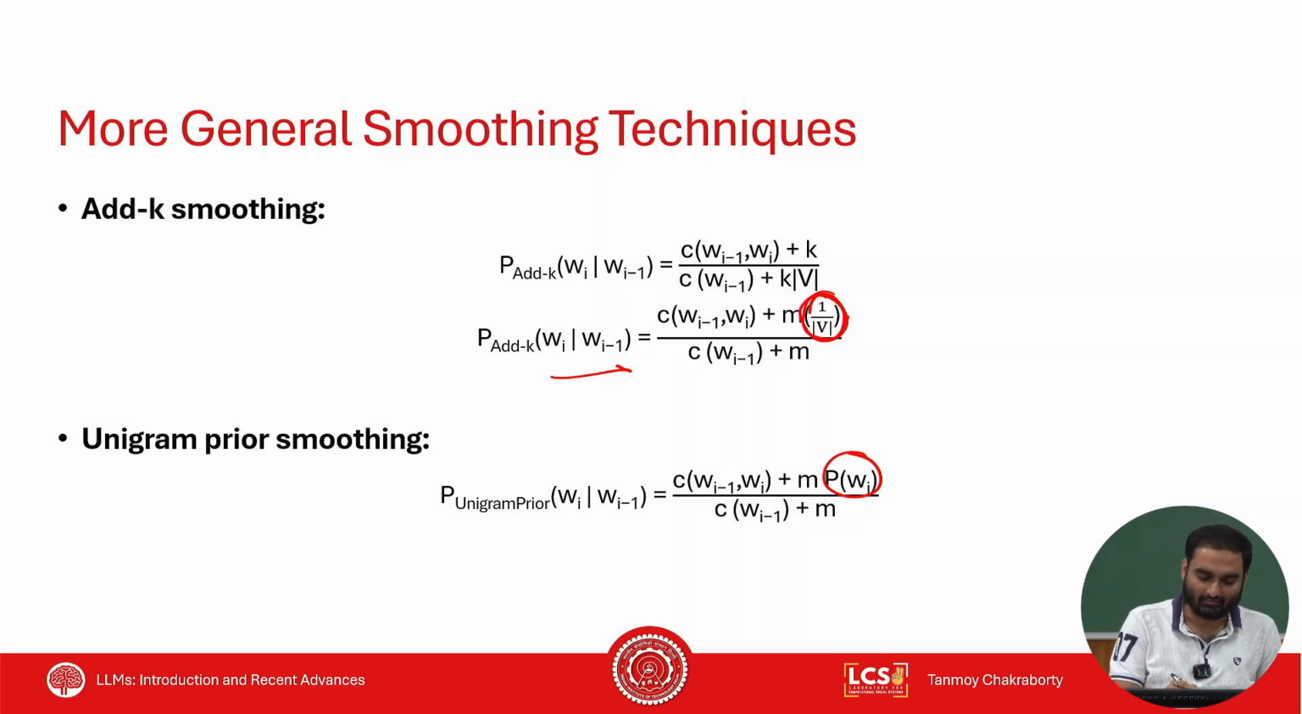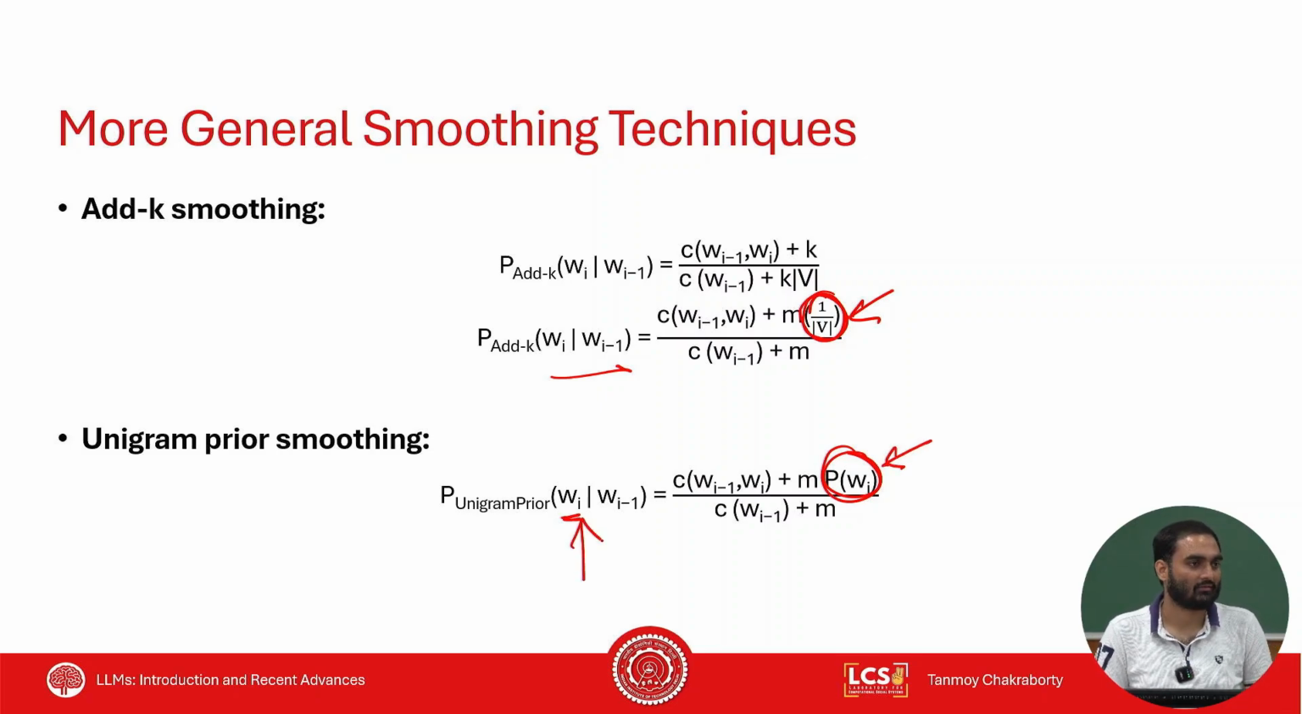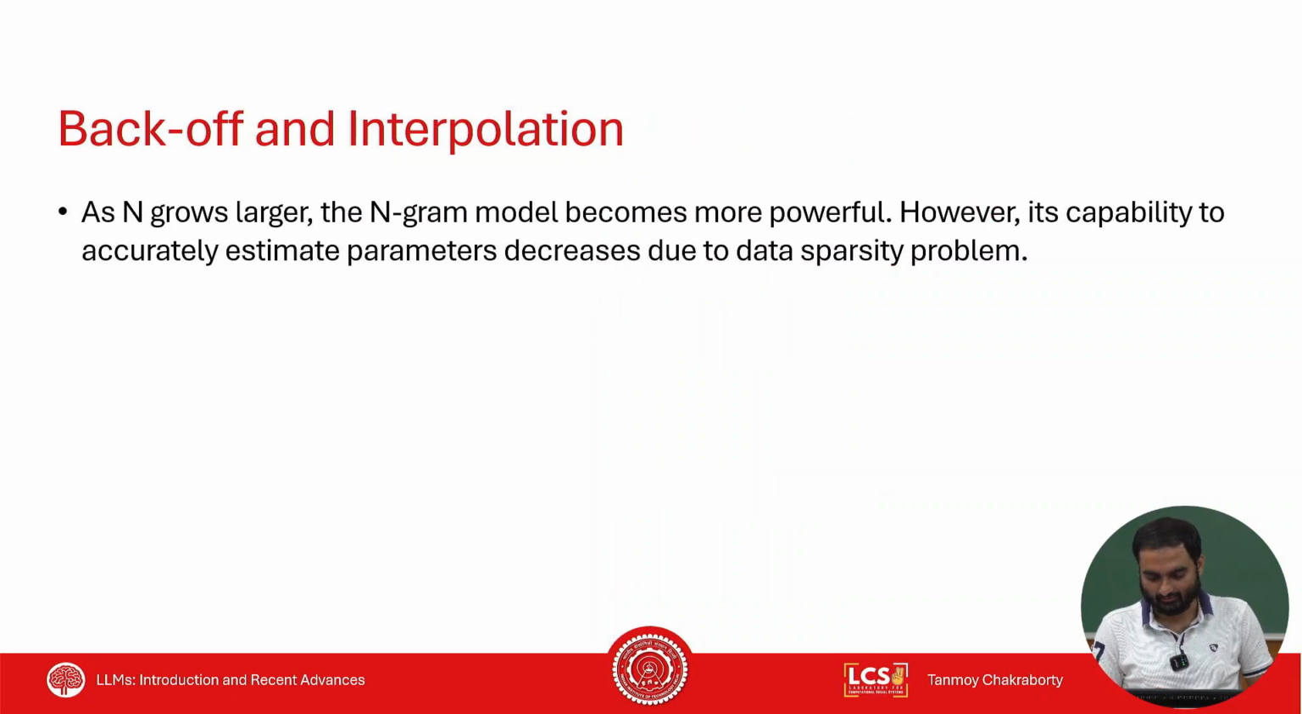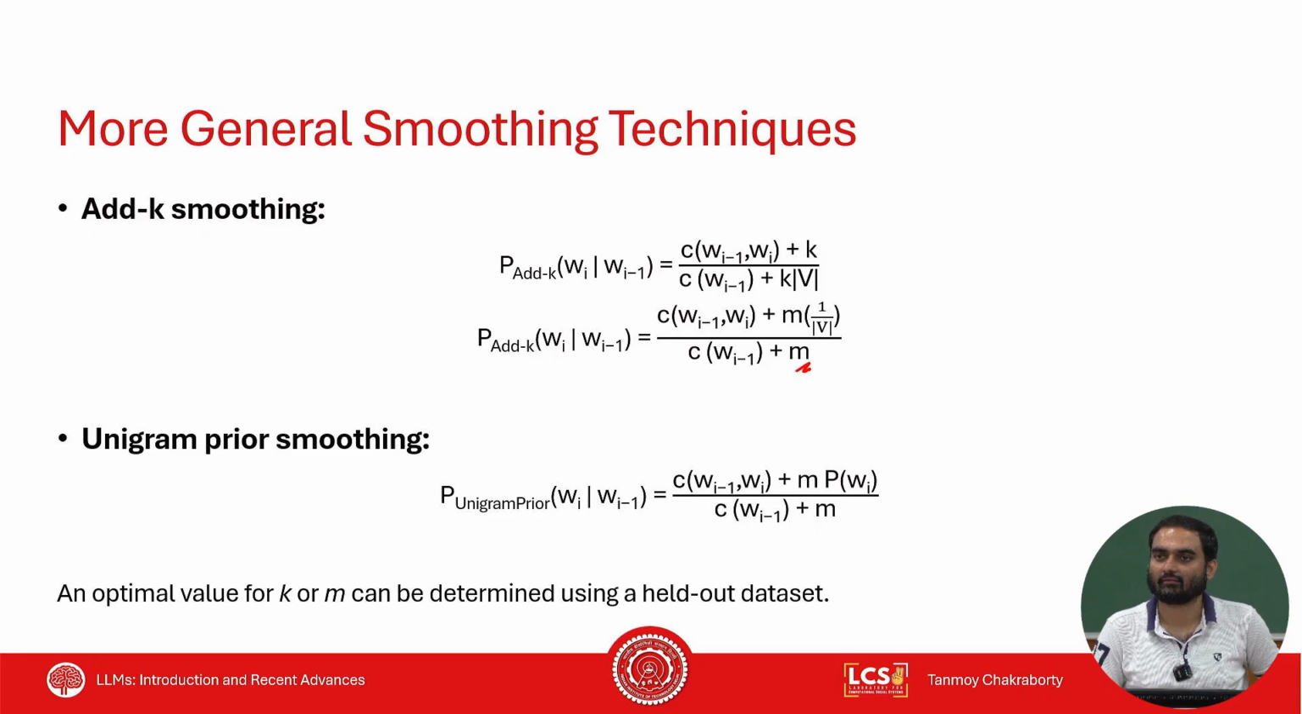So now what I'm saying is that let us replace this by P(wi). What is P(wi)? It is something that you are predicting. Now this probability is dependent on the current word that you are considering. And then how do you measure m and k? We can measure m and k using the held-out data set, the validation data set, and you can do hyperparameter tuning. Yes. P(wi) is the unigram probability from the corpus, right?